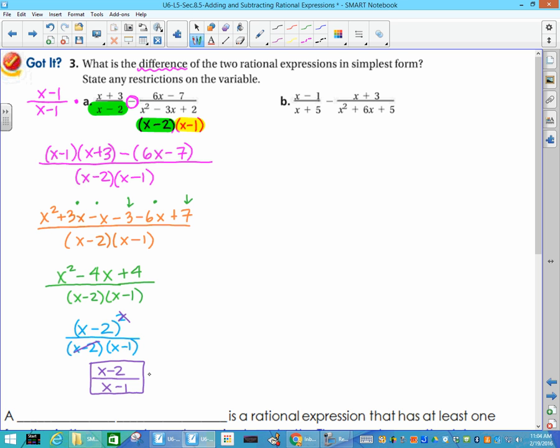What are my restricted values? Remember, you want to go back to your original denominator. So it's up here, my LCD. That means that x cannot be 1 or 2.